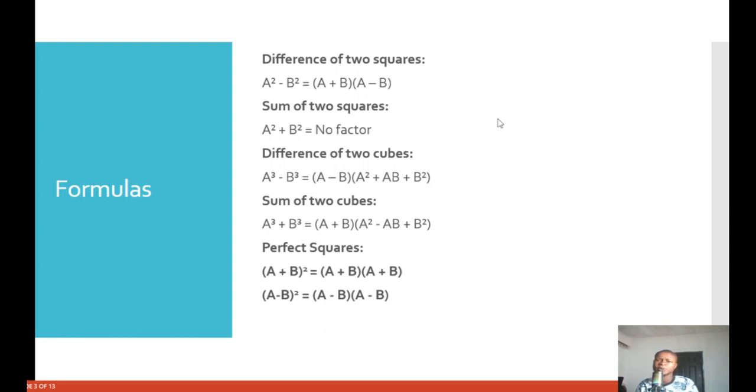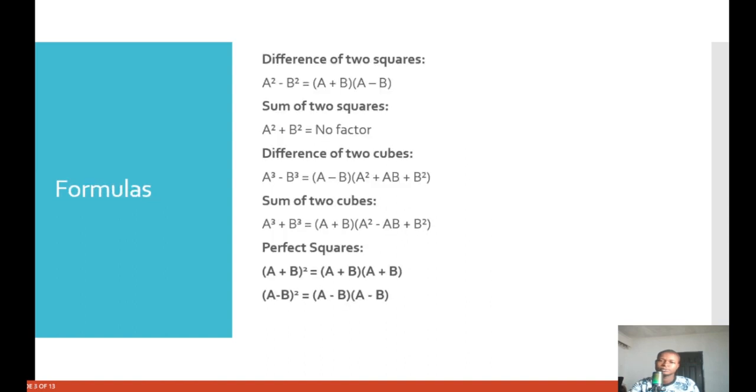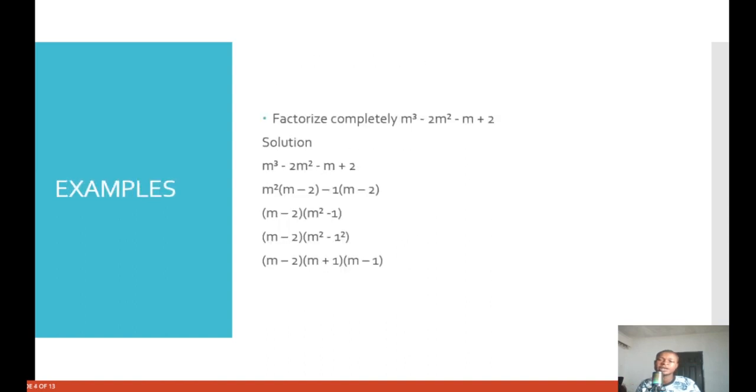So let's see some of the things that we are going to show today, and we go to examples. Let's check this. We have to factorize completely: m cubed minus 2m squared minus m plus 2. We have a beautiful expression here, and we have to factorize it.